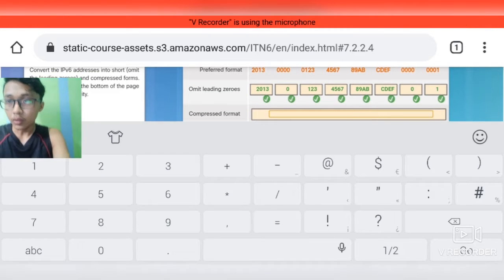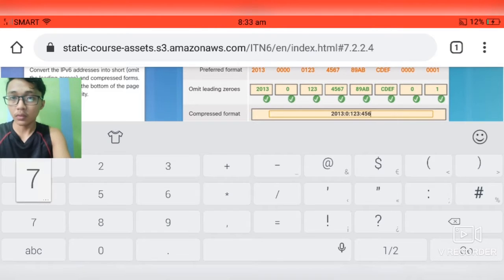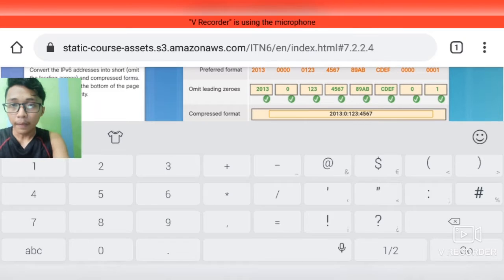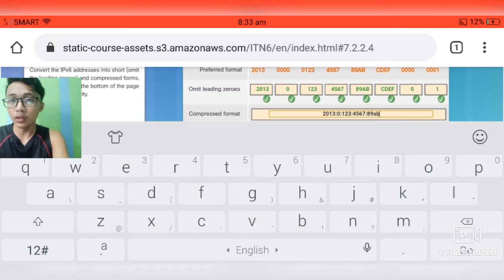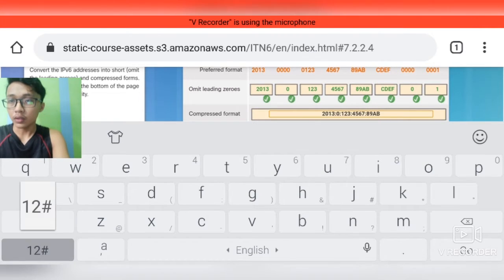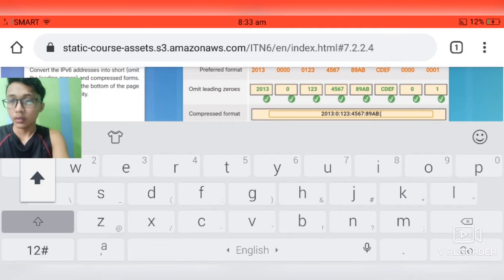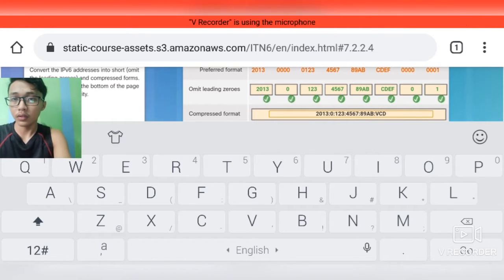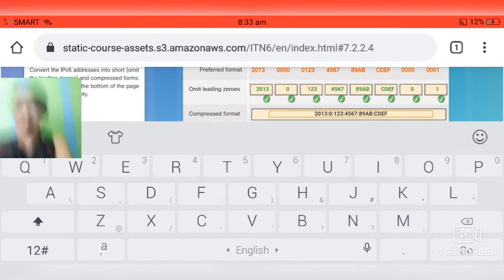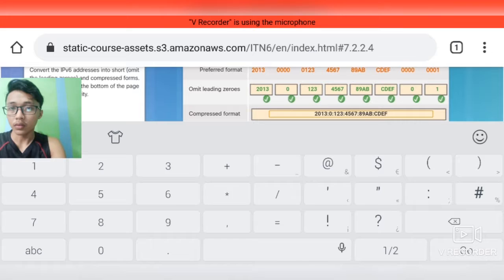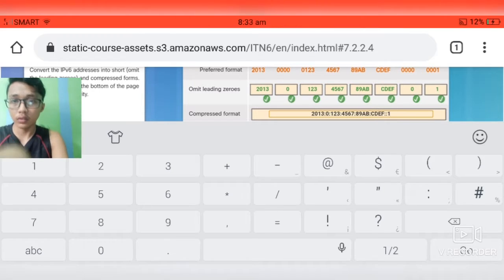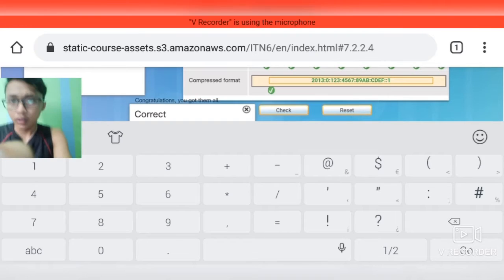We have D 2 1 2 0 1 3 0 1 2 3 4 5 6 7 and 8 9 AB and C D E F. Cause 1. I think this is the way. Correct.